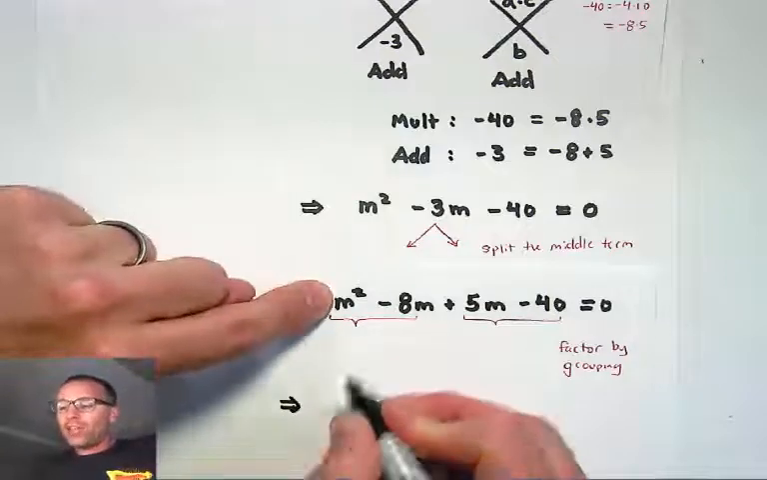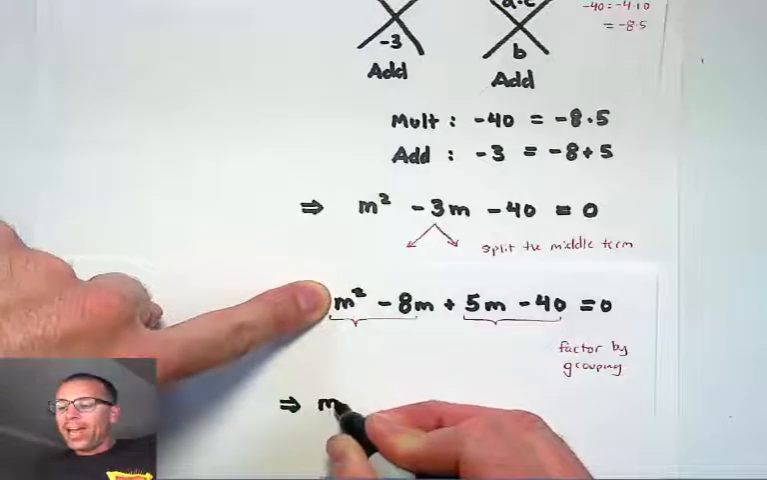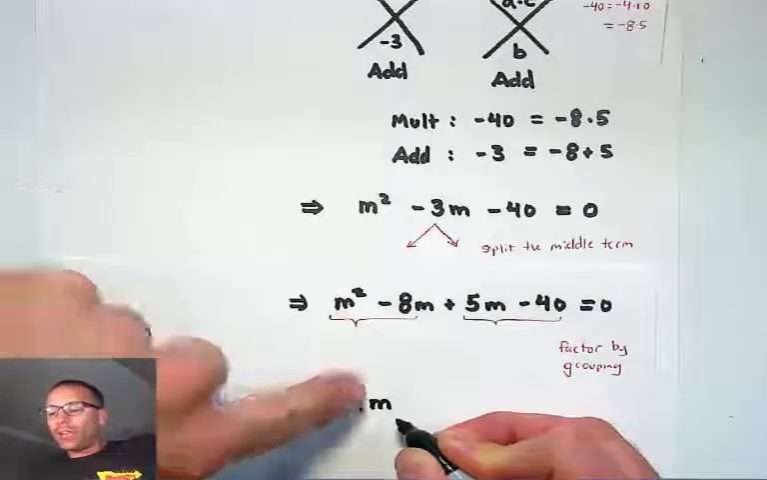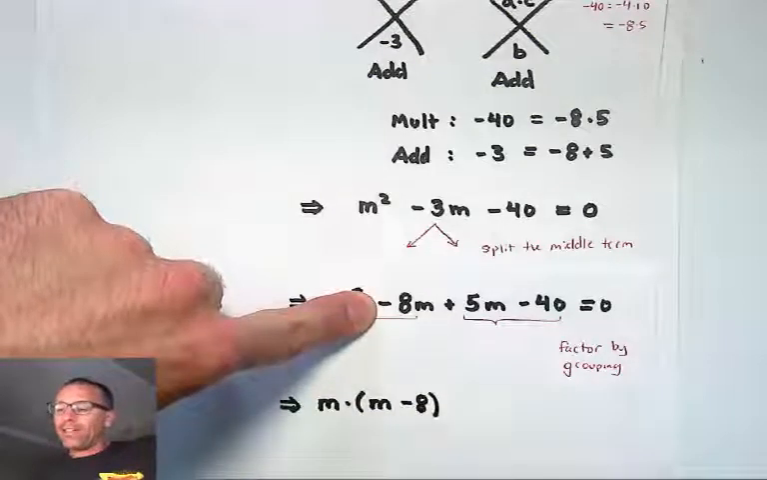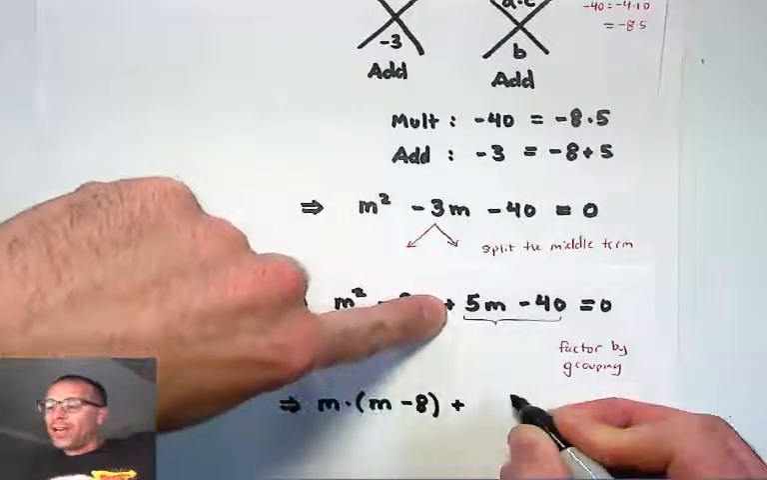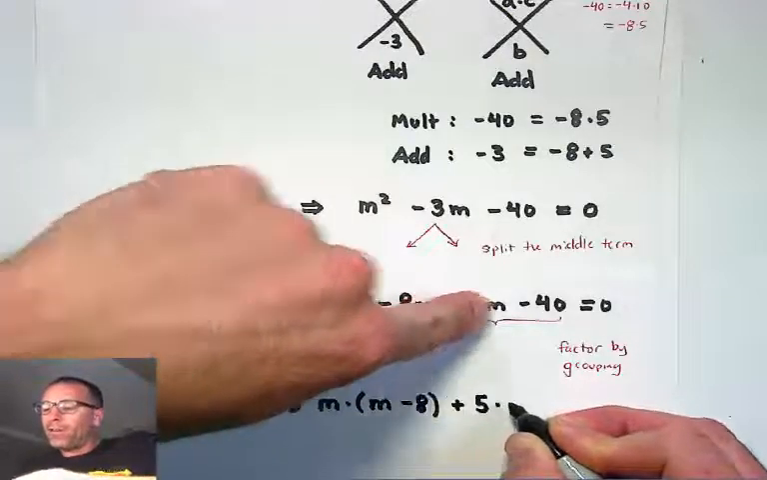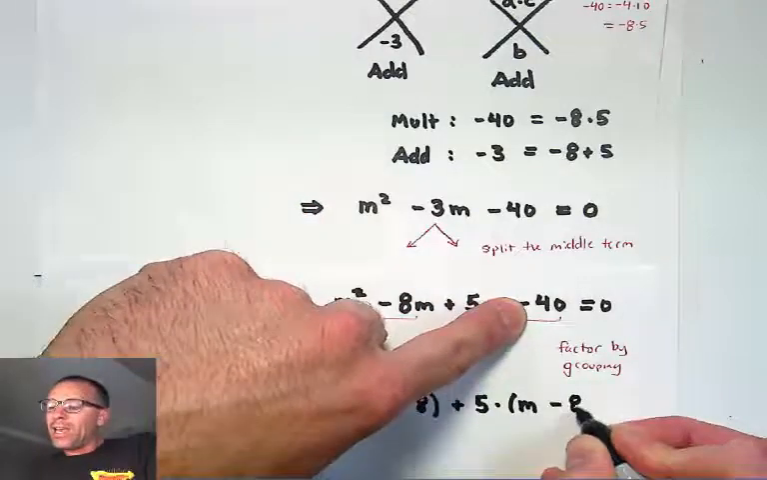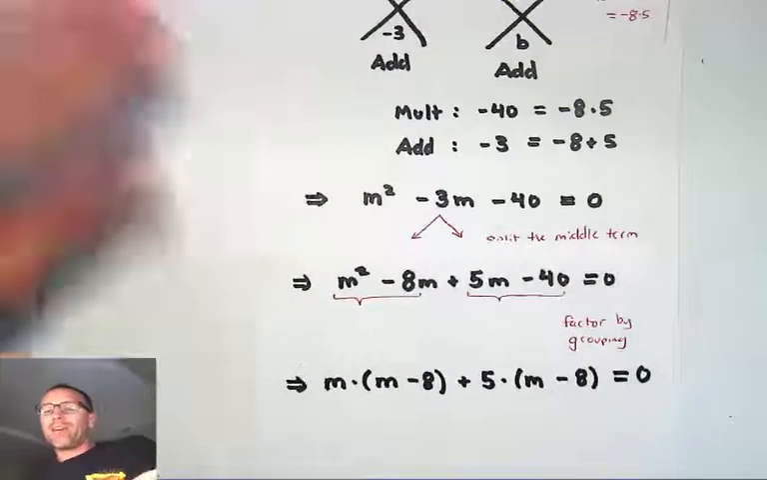In the first two terms, notice that both share an m, and we can factor that m out. M out of m squared is m; m out of negative 8m is negative 8. On the other hand, in the second group I can factor out a 5. 5 out of 5m would be m left over. 5 out of negative 40 would be negative 8.